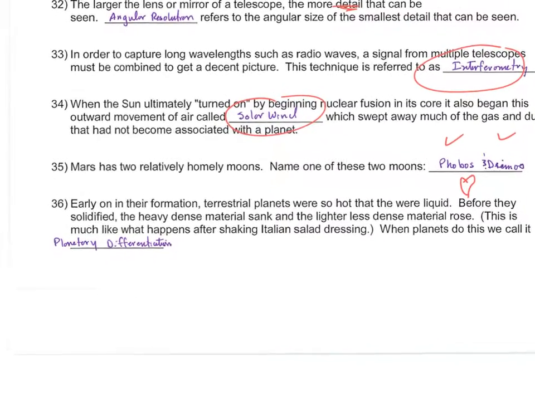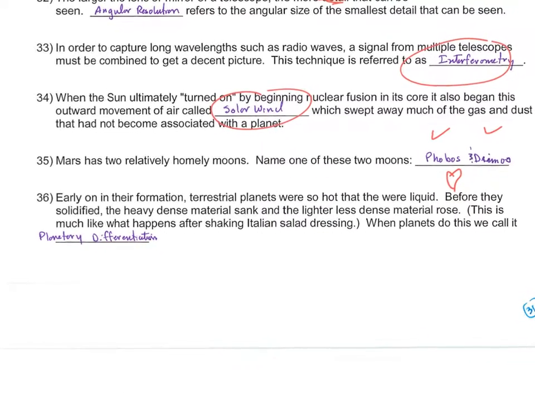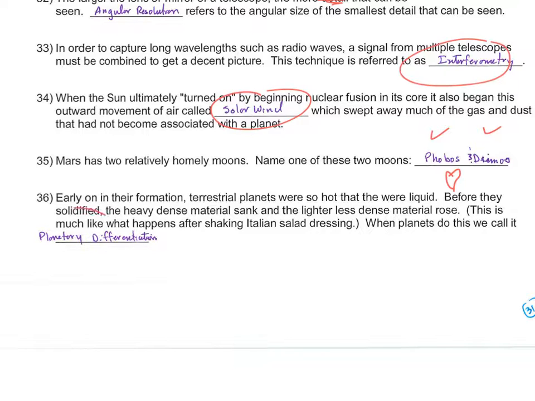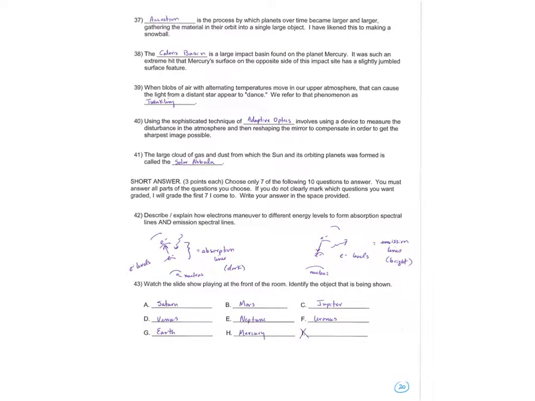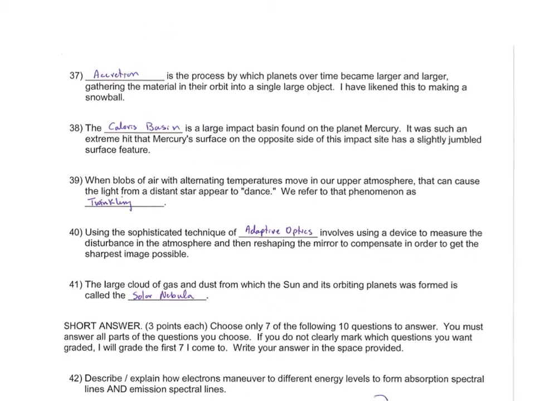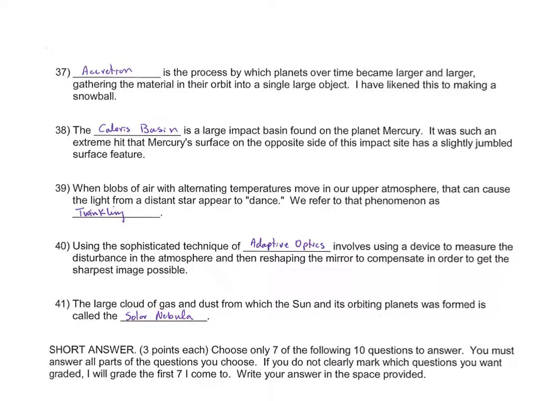The whole salad dressing thing, when the planets were still ooey gooey, the heavy things sank and the light things rose, that's called planetary differentiation. Then we go on to the next page. I was after accretion for the snowballing effect: as our sun was forming and the planets were forming in their tracks, when they gathered material to make the planet, that's called accretion.